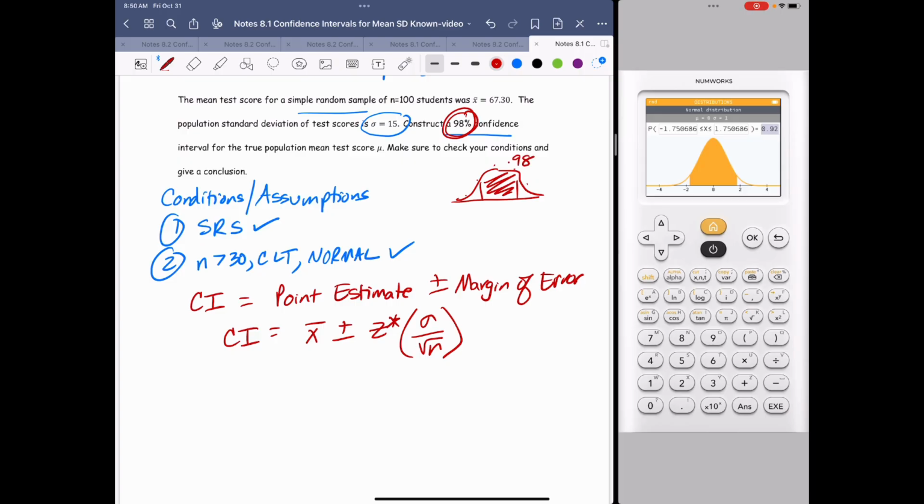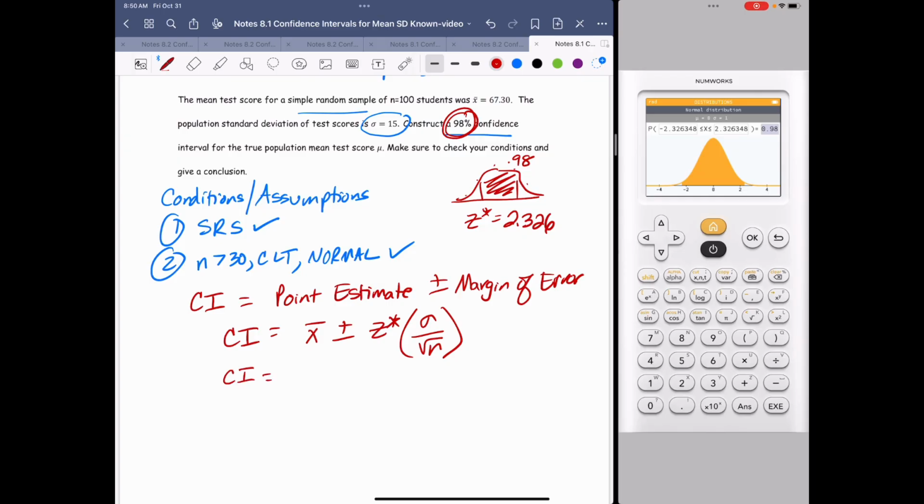I'm going to go to my calculator. Always go back and make sure that you're good, and I am. And I'm going to do a center curve. And I want the area to be 0.98. So my Z star is going to be, I want 3 decimals, 2.326.